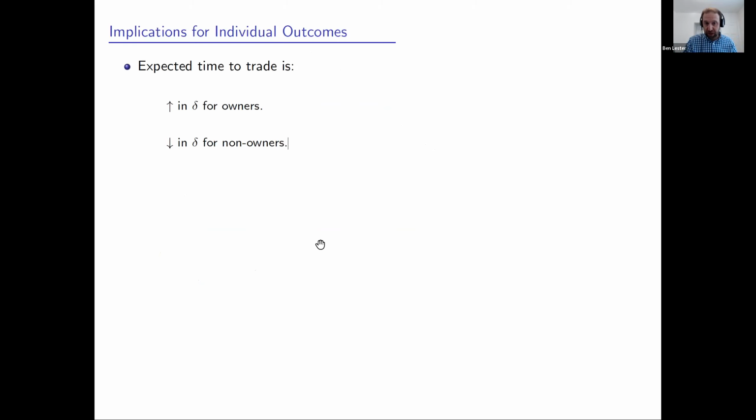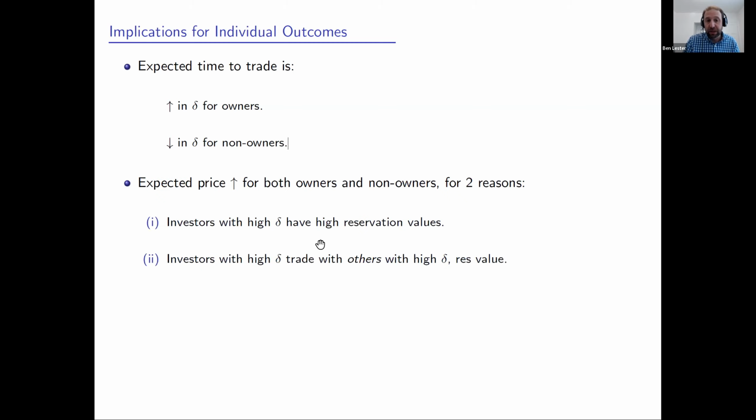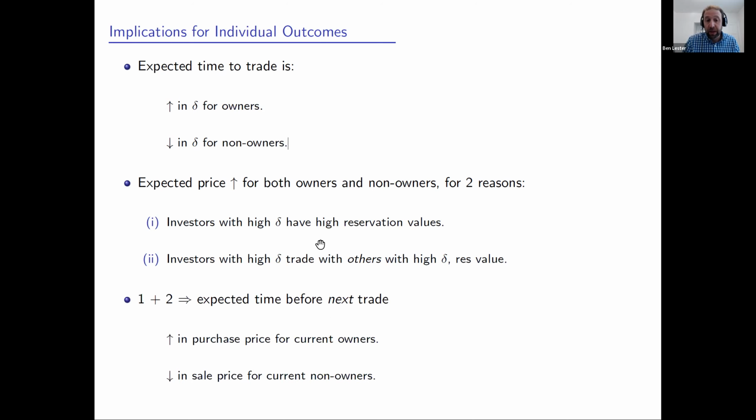So the expected time to trade here is increasing in delta for owners. It's decreasing in delta for non-owners, as I just said. The expected price is increasing in delta for both owners and non-owners, because it depends on both their own type and who they're most likely to be trading with. And so you have interesting results, like the expected time before the next trade is going to be increasing in the purchase price for current owners and decreasing in the sale price for current non-owners.